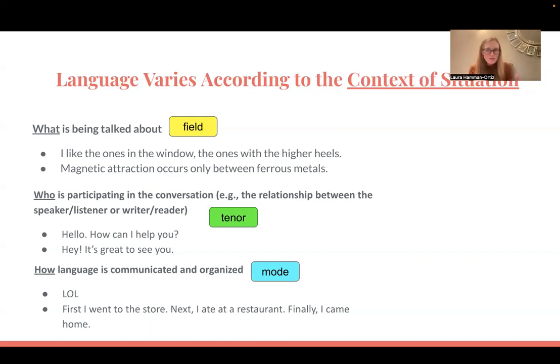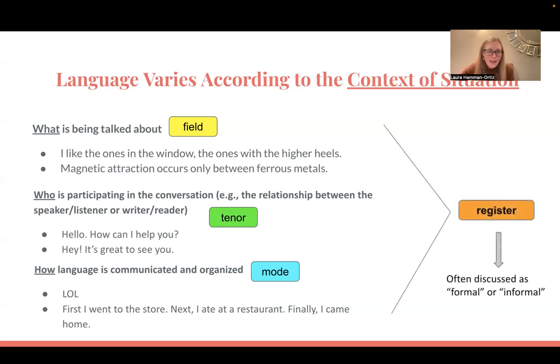So he argues that all of these three things work together to shape language choices that are made according to the context of situation. I make different choices in terms of what I'm talking about, how I'm saying it, and how I'm organizing my text, or what mode I'm using to communicate, based on these three things and the context of the immediate situation. And together, Halliday says that these comprise the register.